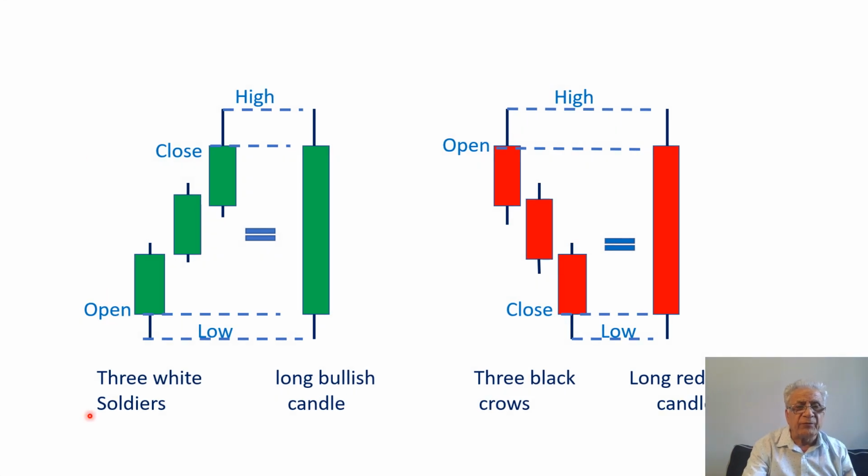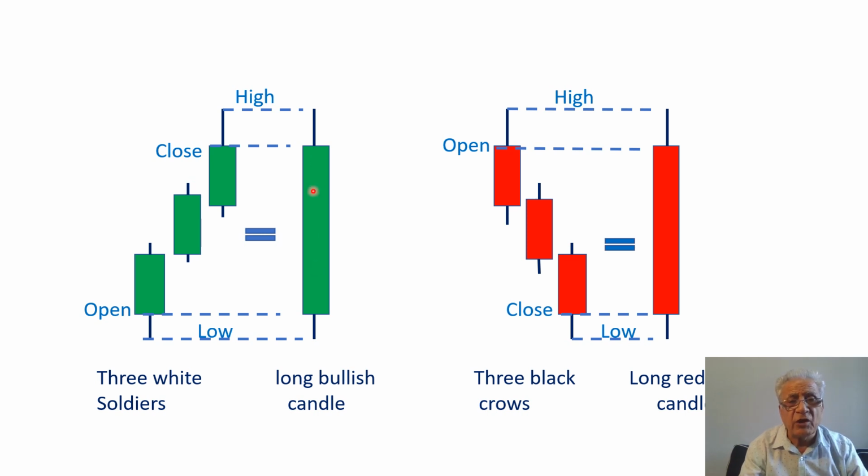In this graph, we have two patterns. The first one is three white soldiers and three black crows. In order to blend these three candles together, the rule is the same. We take the open of the first candle, we take the close of the last candle, and we take the high and a low of the pattern. So what we get is a long bullish candle.